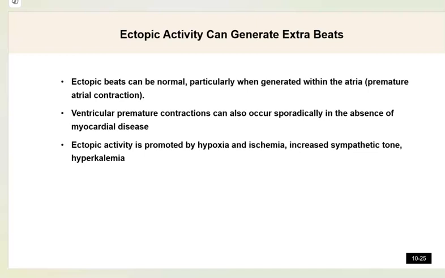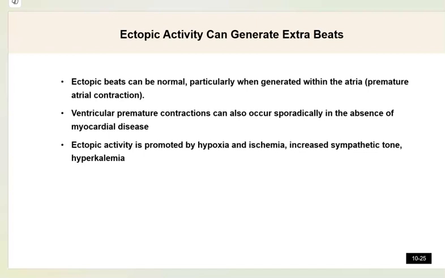Ectopic beats can be normal, right? We can get PACs, premature atrial contractions, and they're probably very harmless normally. They can become a problem when we have too many of them. We can also have ventricular premature contractions, and that can be done in the absence of disease, just rare ectopy beats that we get. However, we're going to have a lot more ectopy if you have hypoxia or ischemia, or increased sympathetic tone, or hyperkalemia.